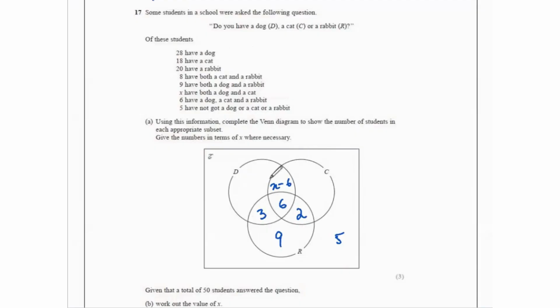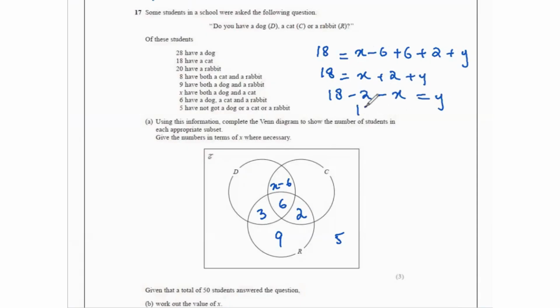18 have a cat. All of this is 18. So to see what is the number of people who just have a cat, we do 18 equals X minus 6 plus 6 plus 2 plus Y. So 18 equals X plus 2 plus Y. 18 minus 2 minus X equals Y. So that's 16 minus X. Y is the number of people who just have cat. So this is 16 minus X over here.